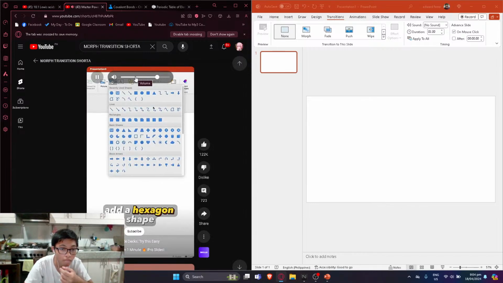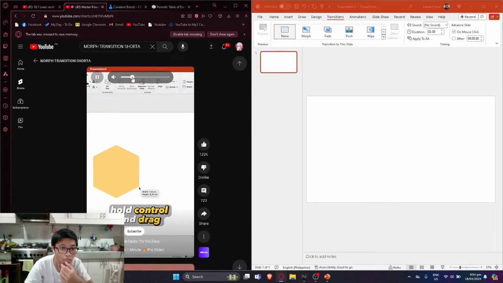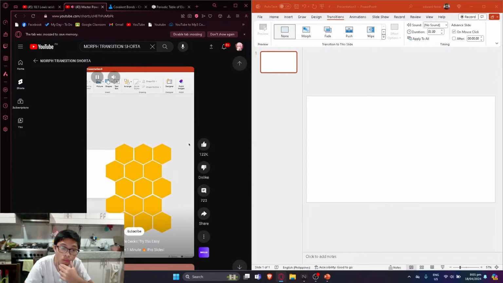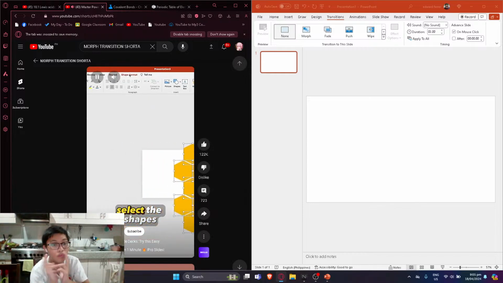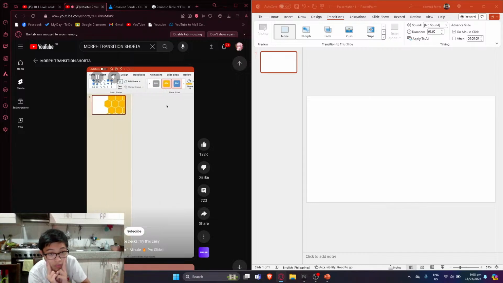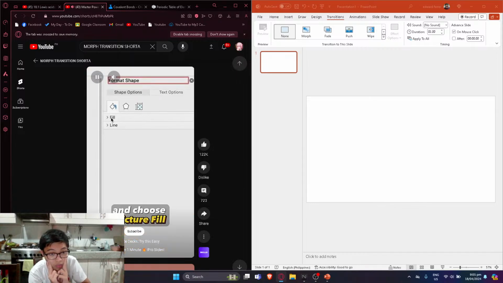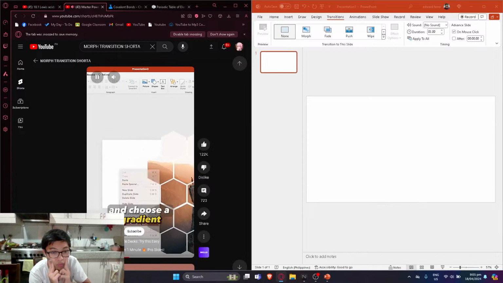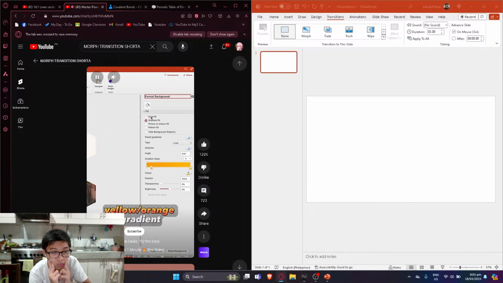Instead, add a hexagon shape. Hold Control and drag to make a copy. Repeat until you cover half the slide. Select the shapes. Merge them together. Right-click Format and choose Picture Fill. Now format background and choose a gradient. I'm going for a yellow-orange gradient.